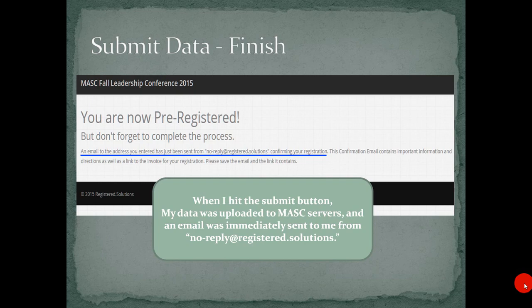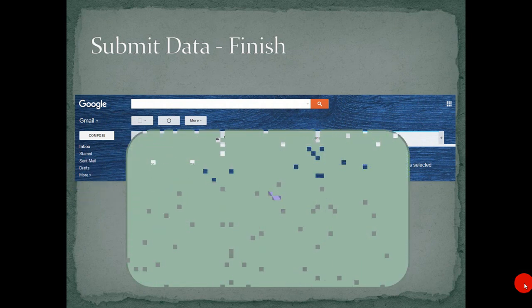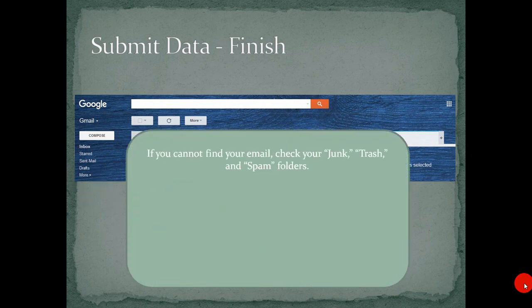I should be able to go to my email program and find the confirmation email. And indeed, there it is. Because of the importance of the information in this email, I strongly advise saving it and marking it if possible for future reference. If you cannot find your email, check your junk, trash, and spam folders. If you still can't find it, contact me.